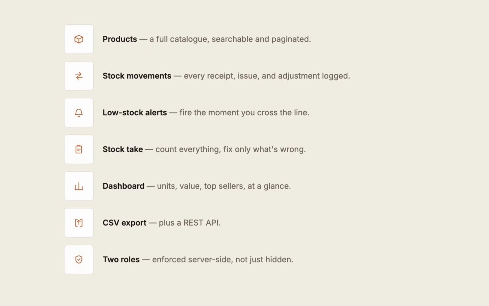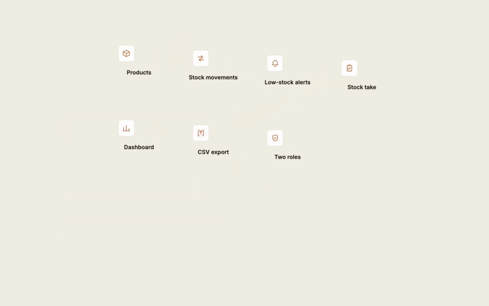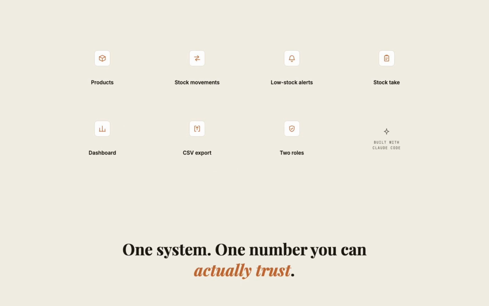CSV export plus a REST API. 2 roles enforced server-side, not just hidden. One system, one number you can actually trust, because now you know why it changed.